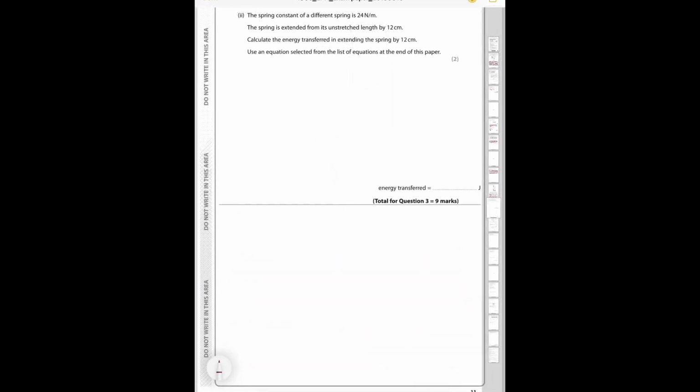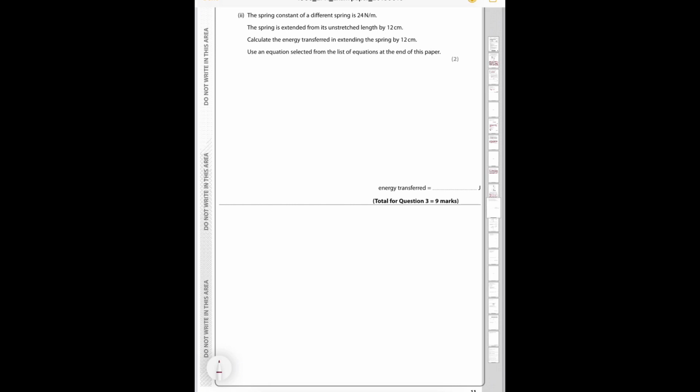The spring constant of a different spring is 24 newtons per metre. The spring is extended from the unstretched length by 12 centimetres. Calculate the energy transferred in extending the spring by 12 centimetres. Use an equation selected from the list of equations at the end of the paper.